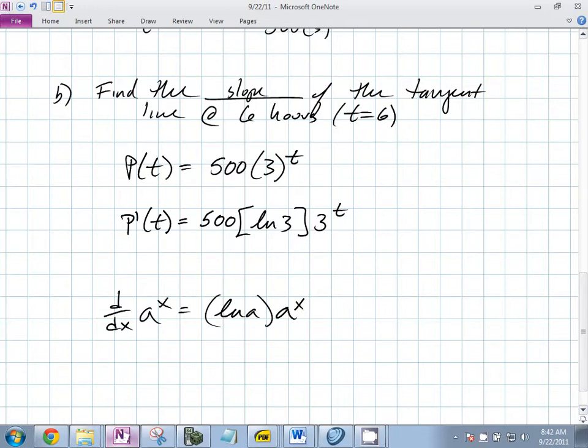Because what's the derivative of e to the x? You all know this is e to the x. Why? Because what is ln e? 1. We talked about this. It's in the video and notes. You can go back and look at it.